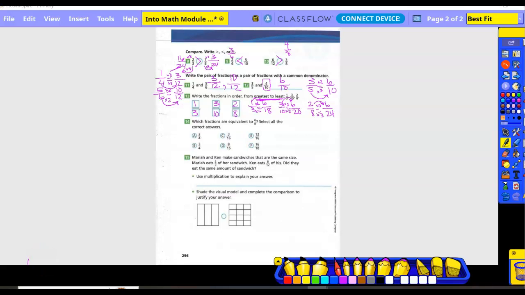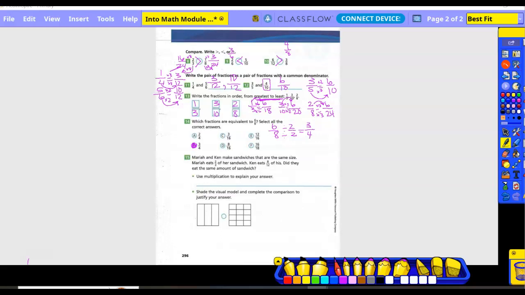Number 14, which fractions are equivalent to 6/8? Select all of them that are the correct answer. So let's divide first. So 6/8 divided by, what goes into both 6 and 8? What are factors of 6 and 8? 2, right? So divide by 2. What I do on the top, I do on the bottom. So 6 divided by 2 is 3. 8 divided by 2 is 4.